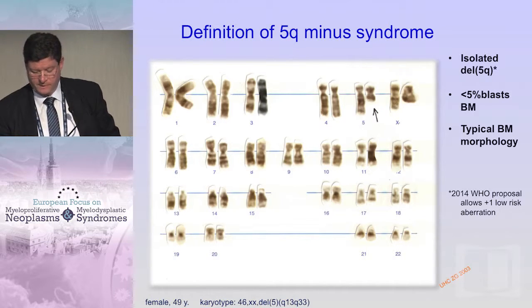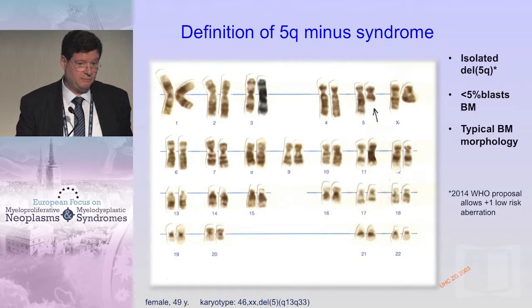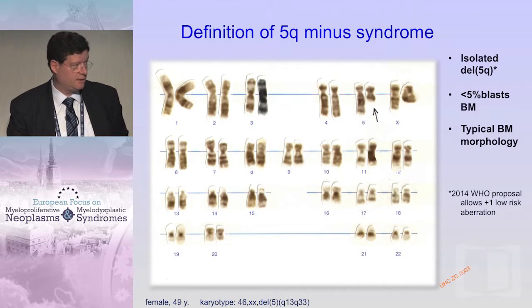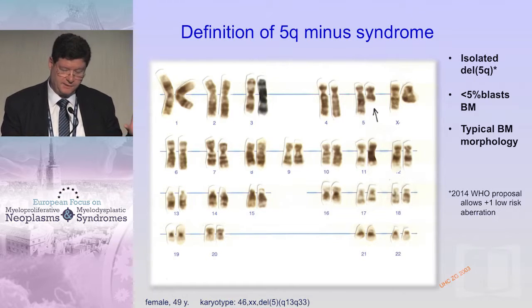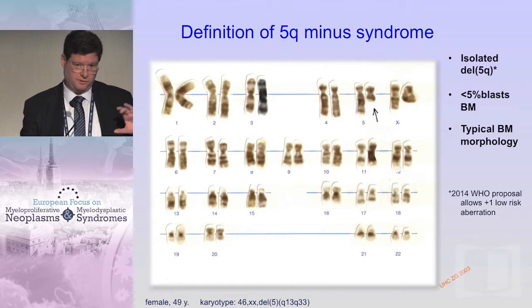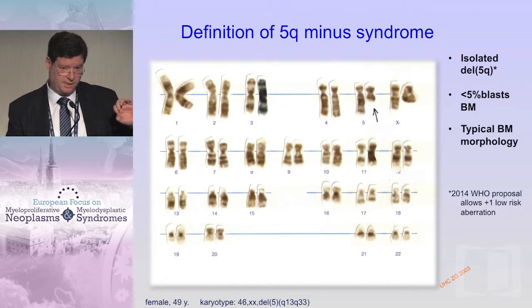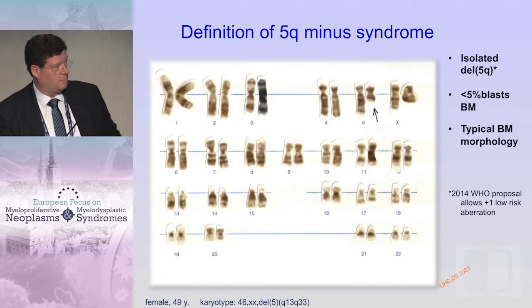This disorder that is marked clinically by refractory anemia cytogenetically shows the deletion of the long arm of chromosome 5, and this is the interstitial deletion. So the telomeric part is retained and is moved up to the centromeric region.